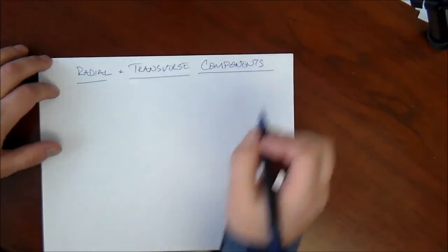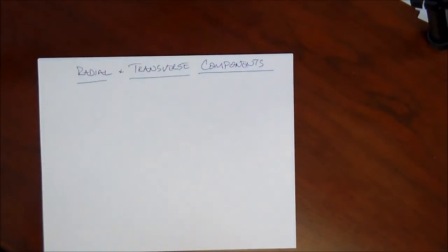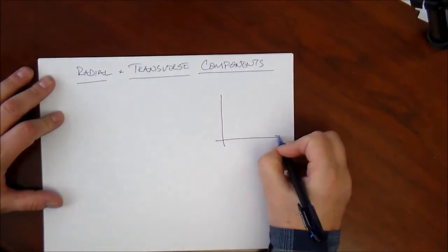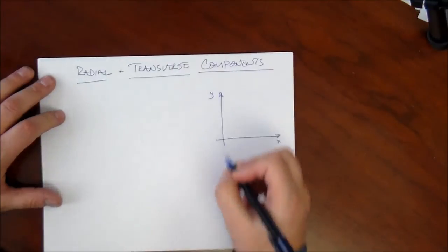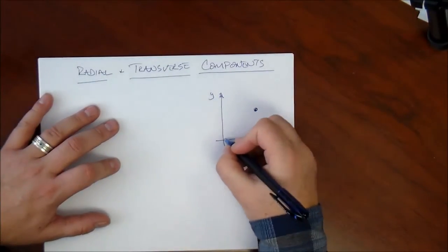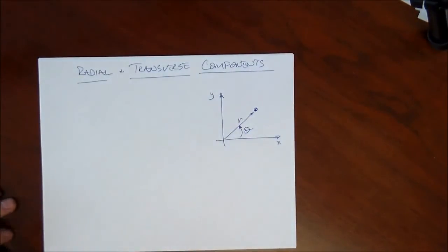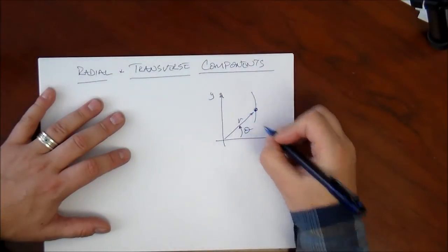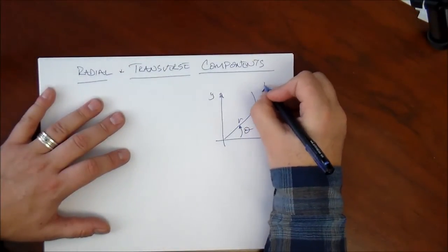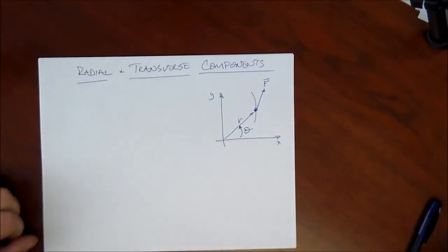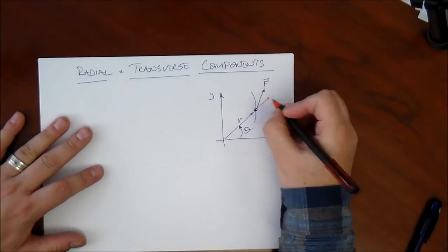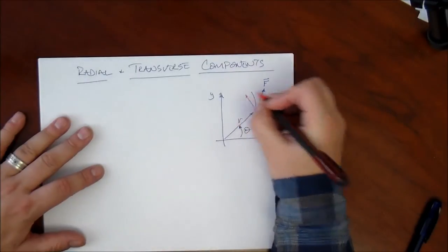Backing up a little, we can also decompose Newton's second law. Before we did it in rectangular coordinates, we did it in normal and tangential components. We can also decompose Newton's second law in terms of radial and transverse components. So if I have a particle at position r, theta, so polar coordinates describing its position, and it's traveling along some path, and now I have a net force acting on it.